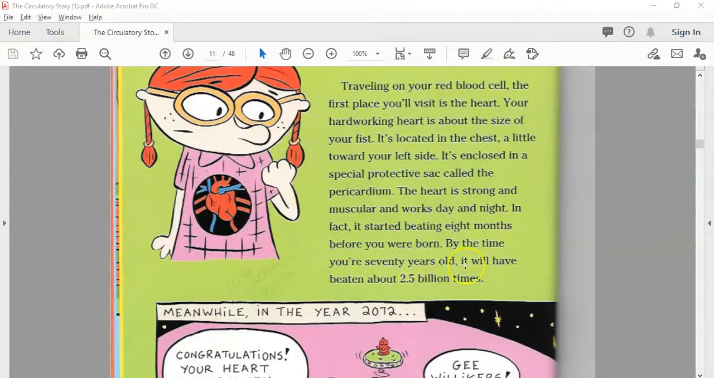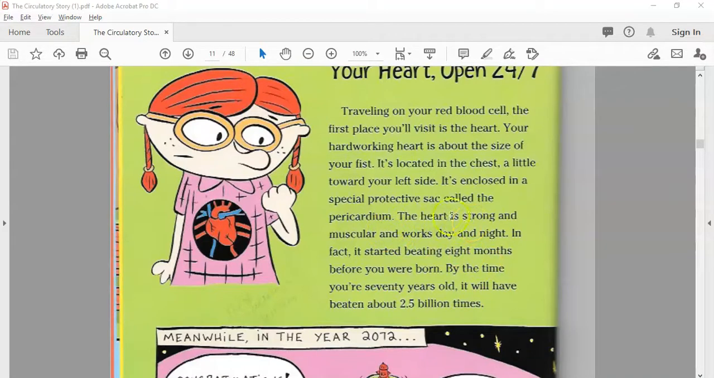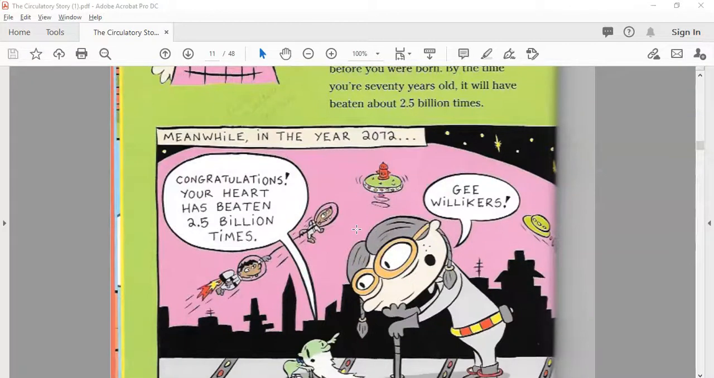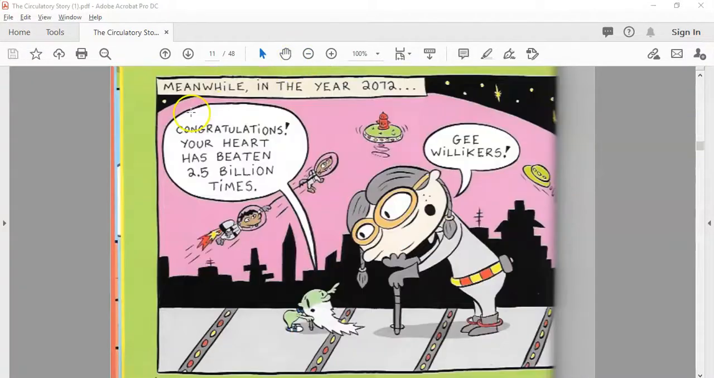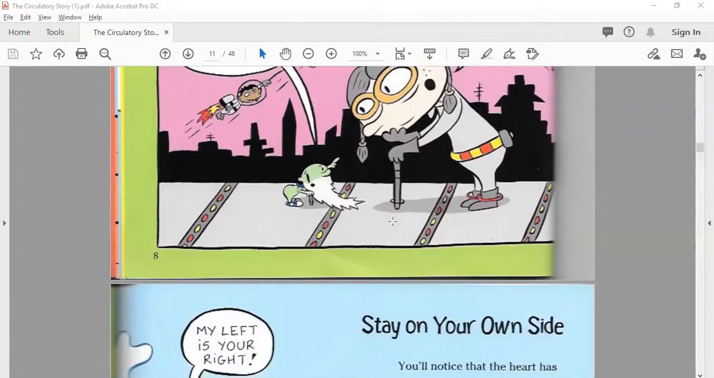By the time you're 70 years old, it would have beaten about 2.5 billion times. Oh my goodness, boys and girls. So your heart is what? Strong and muscular. Yes. So let's look at this illustration the author included. Meanwhile, in the year 2072, congratulations, your heart has beaten 2.5 billion times. Gee Wilkers. So why do you think the author included this illustration? It was to show me that even though we're older, our heart would still have beaten so many times.